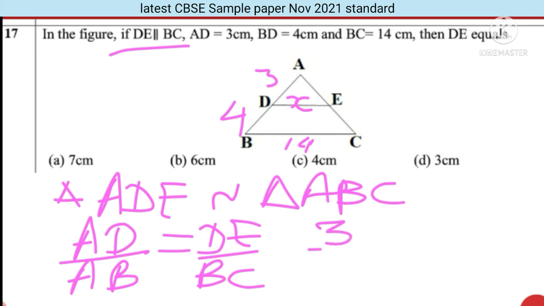So my answer is 3 by 7 is equal to x by 14, which on cancellation clearly gives me 6 centimeter. So B is the right option.